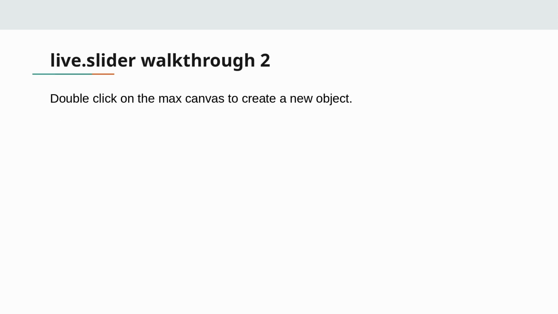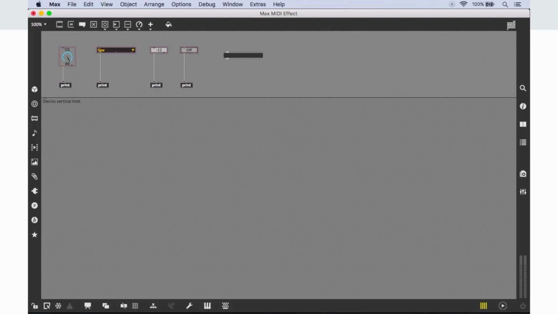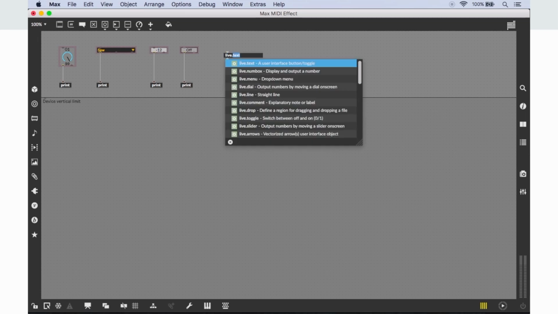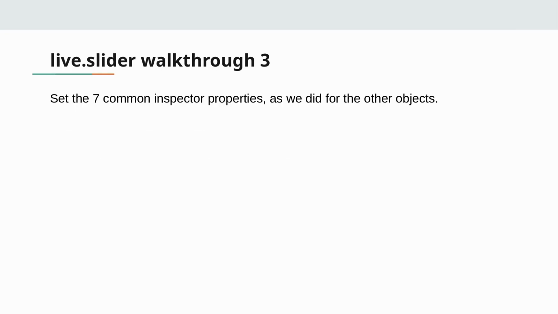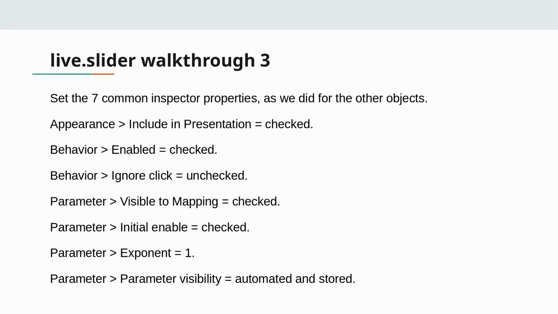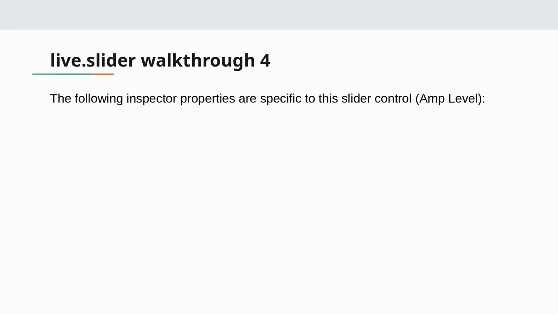Double-click on the Max canvas to create a new object. Type live.slider and press enter. With the slider object selected, open the inspector. Set the 7 common inspector properties as we did for the other objects. The following inspector properties are specific to this slider control.